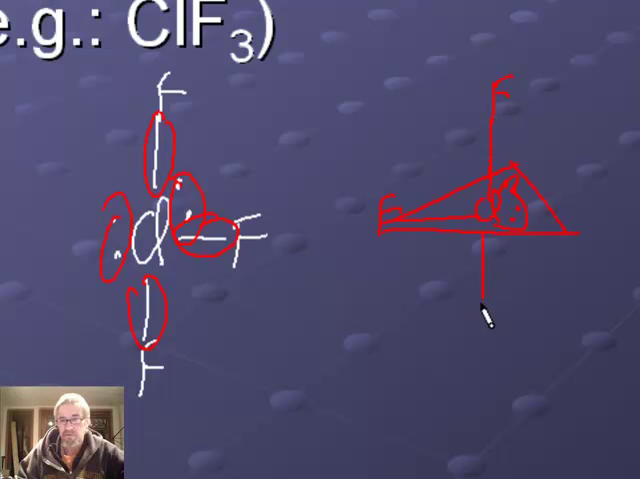And so we end up with a molecule that's flat, and it's shaped like a T. So we call this a T-shaped molecule. I'm sure there's a fancy name for it. I don't know what it is. T-shape makes sense to me.